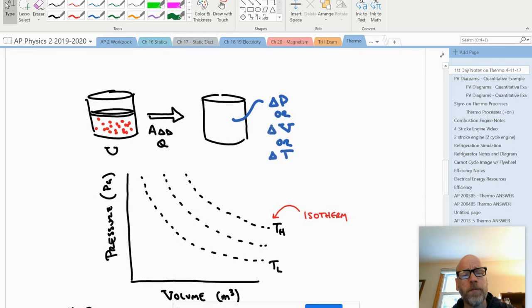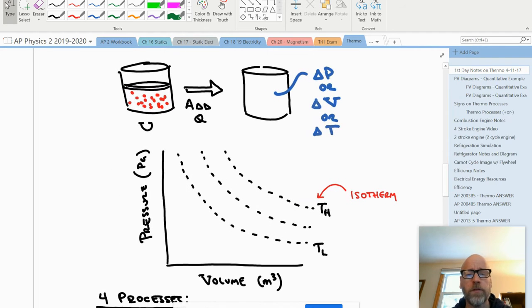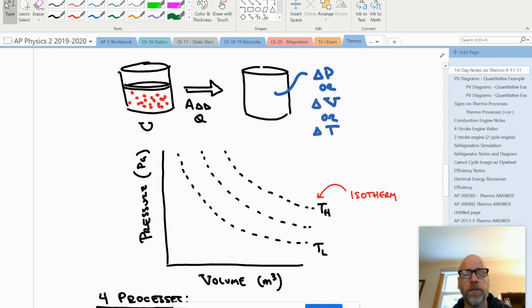Now, if we look at a sample of gas, actually, I'm going to be quiet for a moment. You're going to push pause, and draw a picture of this and push pause. Okay, good. Now that you've drawn this picture, here's the deal.